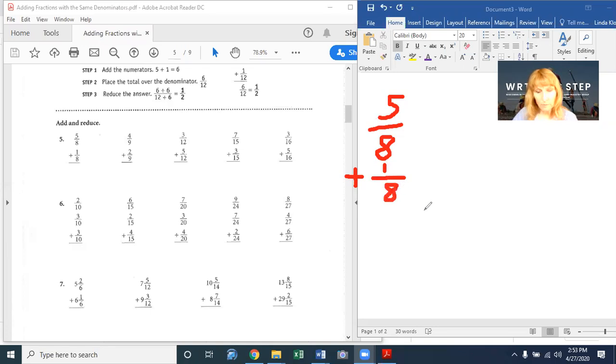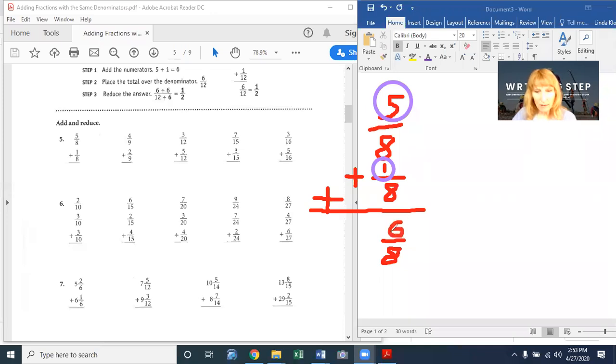Here we go. We check and see if our bottom numbers are the same, and they are. They're both 8s, so we know that our answer is going to be something with 8s. And then we add our top numbers. Get a different color here. We're going to add the 5, and we're going to add the 1. 5 plus 1 is exactly 6/8.